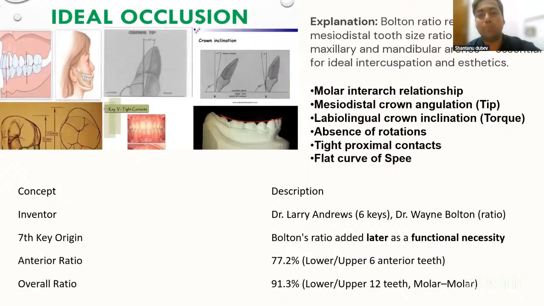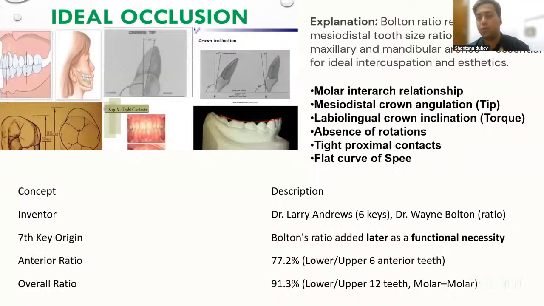The fourth is absence of rotation. So you understand what he's talking about: there shouldn't be any defect in mesiodistal crown angulation, labiolingual crown inclination, or any rotation before you say that the occlusion is ideal, which of course makes sense. There should be tight proximal contacts. That means there should be no spacing.